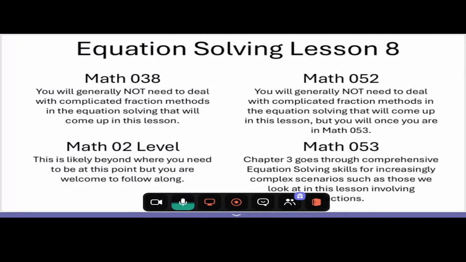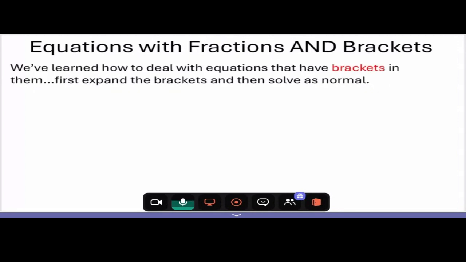Okay, I'm going to go through this one, our last lesson for tonight. I'm going to go through it pretty quick, and this is very, very focused on Math 053. If you're not in Math 053, I would not worry about this yet at all. But if you are in Math 053, this is the kind of stuff you are definitely going to have to do in Chapter 3.